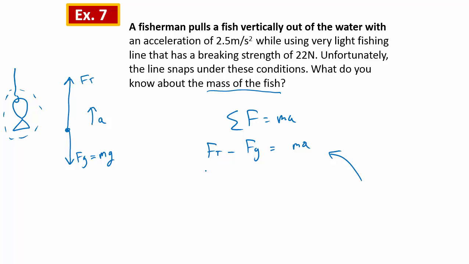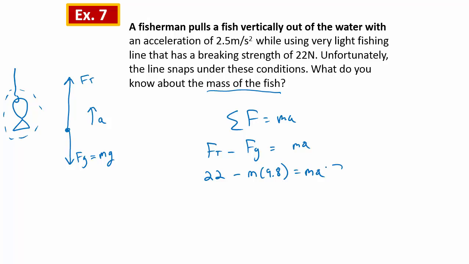The force of tension. I know that the string broke, and the maximum tension the string can even withstand is 22 newtons. So anything less, it wouldn't break. So it's got to be at least 22. And then in terms of Fg, I don't actually have the mass, but I know that it's equal to mg. So m times 9.8 is equal to m times a.